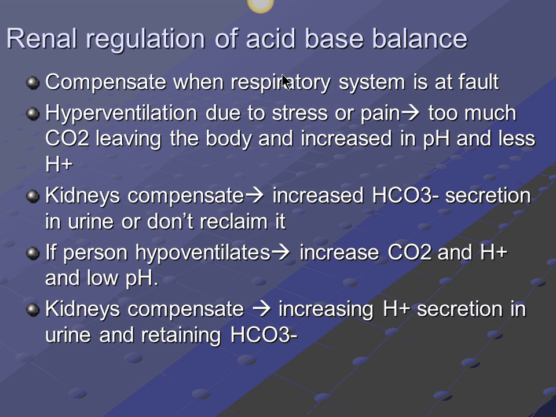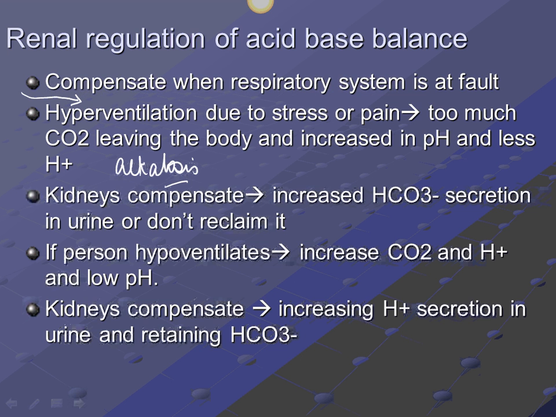Look at renal regulation. So the renal system also does it the same way. This compensates when the respiratory system is at fault. So let's say, like I said, someone is hyperventilating due to extreme stress or severe pain, and they keep on hyperventilating. They flush carbon dioxide from the body. When they flush that, fewer hydrogen ions, so your pH increases and it becomes alkaline. So you have alkalosis in this situation. So the problem is with the respiratory system, so it is what is doing hyperventilation, leading to this alkalosis.